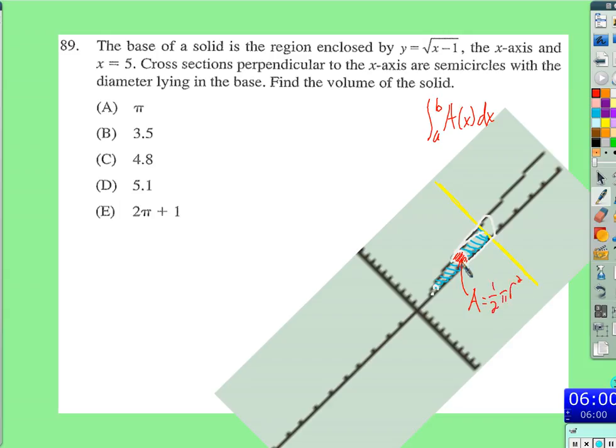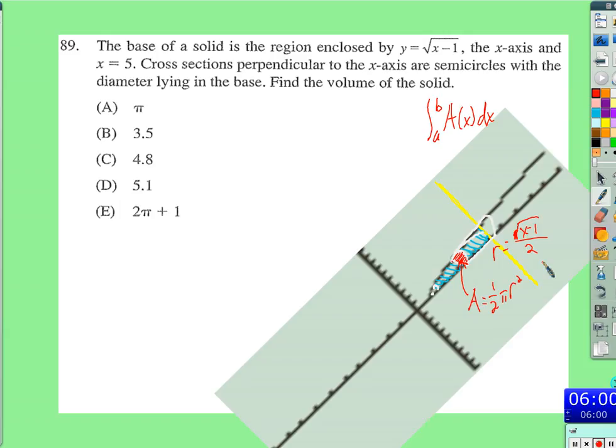All right, so all we need to figure out is how big this radius is. The square root of x minus 1? That's the diameter, from here all the way to there. So if that's the diameter, how do we find the radius? Divided by 2. So the radius is the square root of x minus 1, over 2.